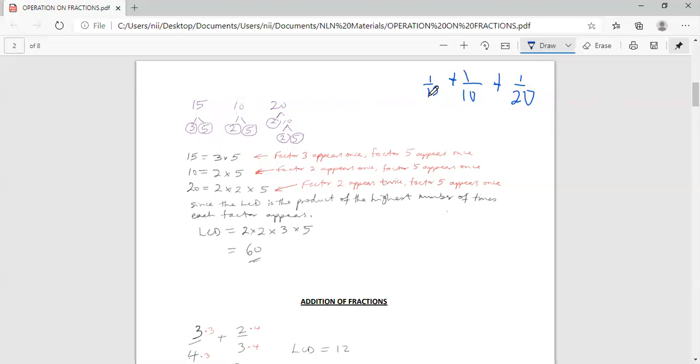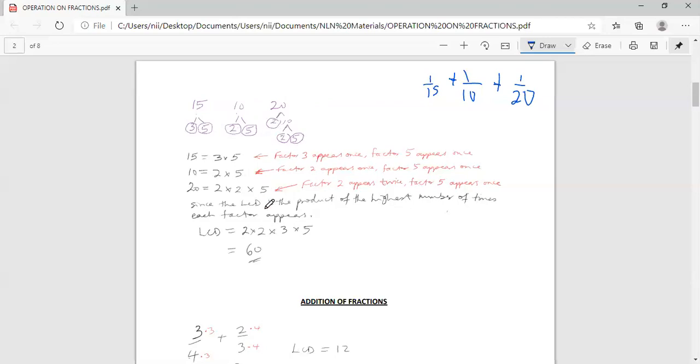To find the LCD between 15, 10, and 20, we can start with the prime factorization. So 15 is 3 times 5. 10 is 2 times 5. And then 20, we can break it down to 2 times 10, and then we can break down the 10 to 2 times 5. Right? So these circled are the prime factors. So 15 is equal to 3 times 5, 10 is 2 times 5, and 20 is 2 times 2 times 5 right here.